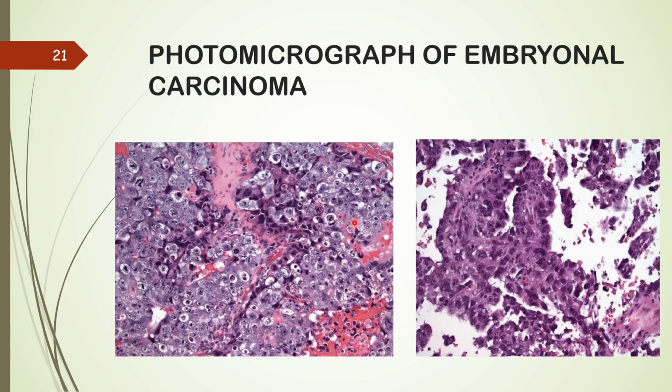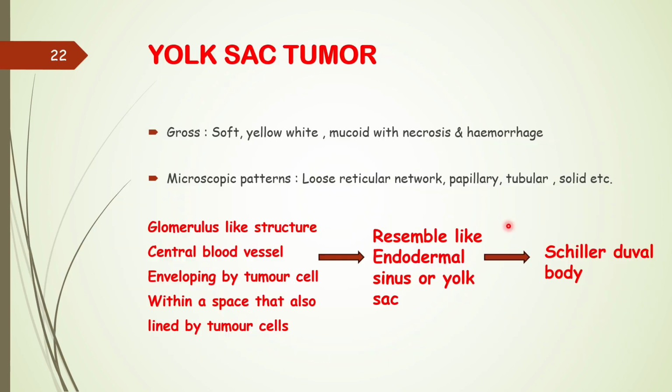It shows the large vesicular nucleus, open chromatin, prominent nucleoli, and you can see that the tumor is not well differentiated. They are poorly differentiated. They are highly invasive. They have infiltrated the stroma, and the cell border is also not distinct. So this is the embryonal carcinoma. Here it shows the papillary pattern.